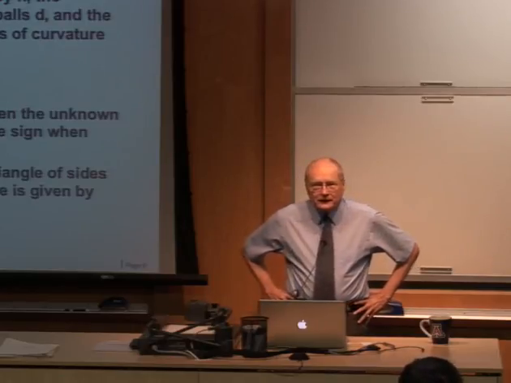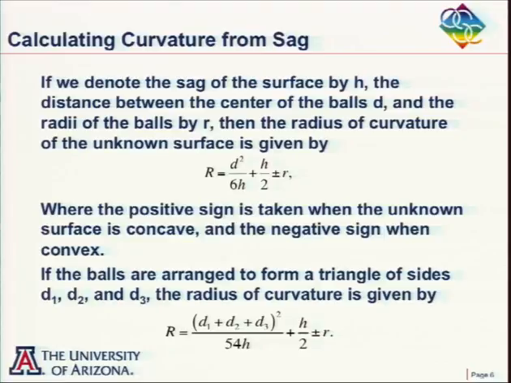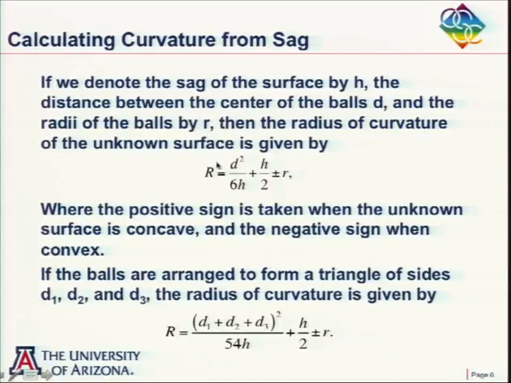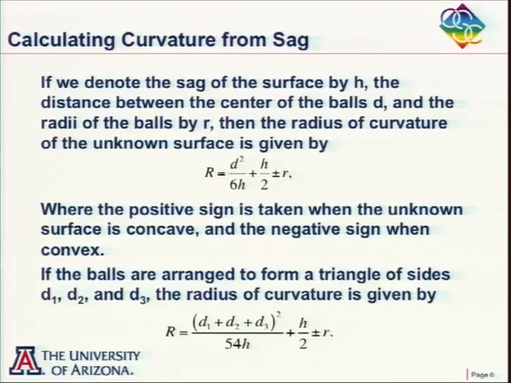So we're talking about looking at spherical surfaces, and the first part was measuring the radius of curvature. We said one way of doing that was to use a spherometer, and we had this expression here. If we had a spherometer with three balls that were separated by a distance d, and the radius of the three balls were each r, then the radius of curvature of the unknown surface, capital R, was d squared over 6h, where h is the sag, basically.